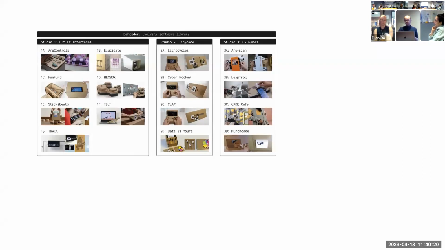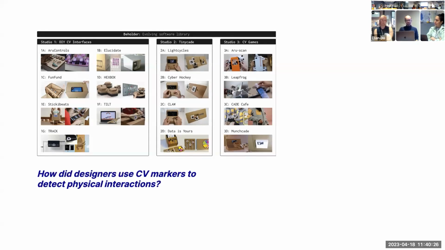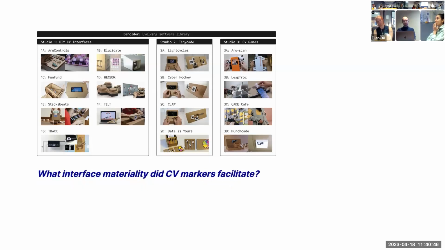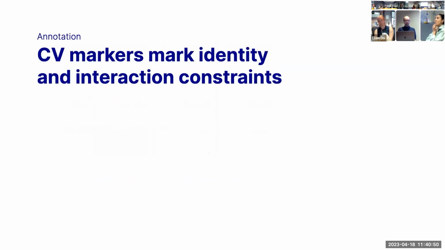We collected all the work from these studios into our portfolio for reflection, and through our reflections, we examined a couple of key themes. How did designers use CV markers to detect physical interactions? And what physical mechanisms did they construct to facilitate their use of markers? How does practice of physical computing with CV markers compare to that of electronics? How did designers understand the mechanics of building physical interfaces with CV markers? What interface materiality did CV markers facilitate?